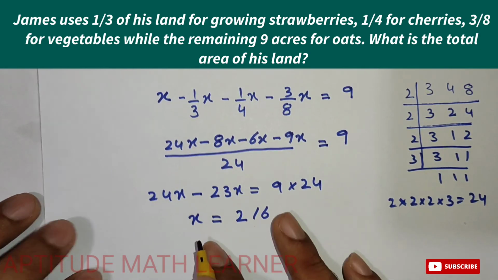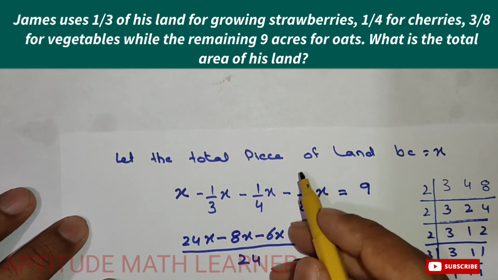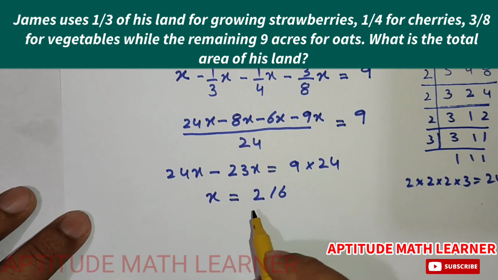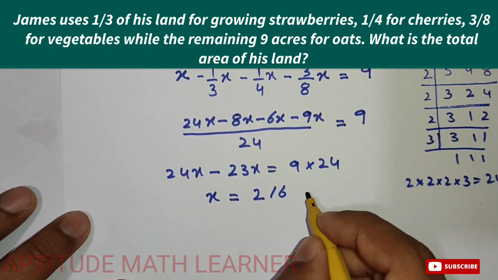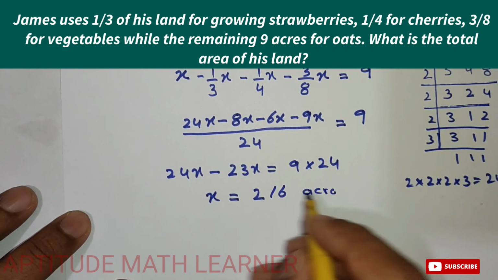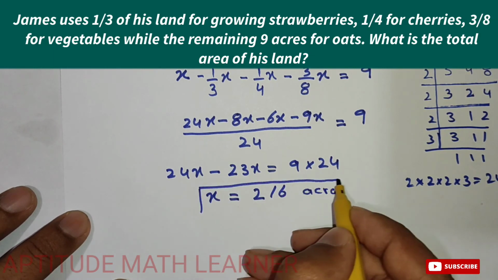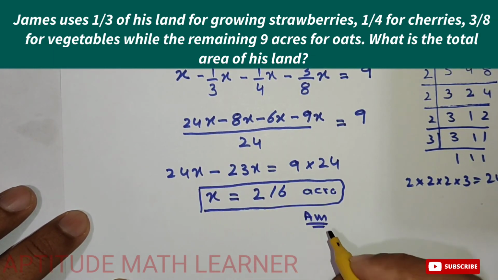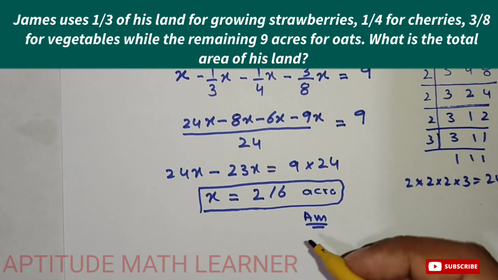We have taken x as the total piece of the land, and this is equal to 216 acres, and this is our answer. I hope you have completely understood the method.